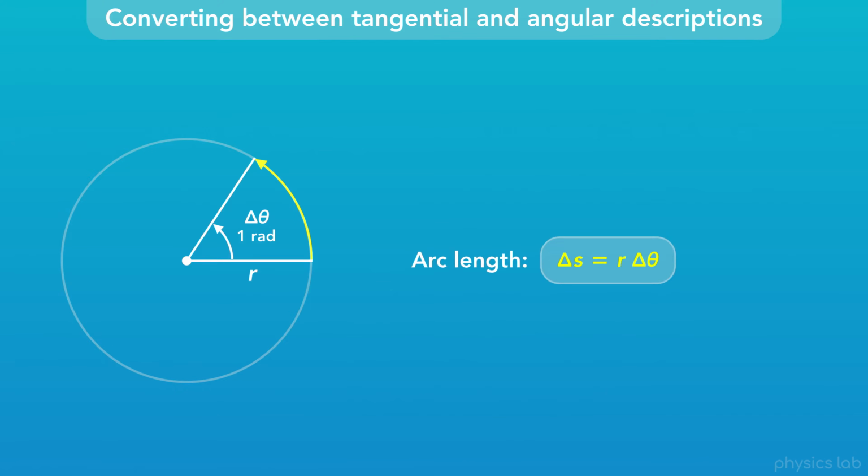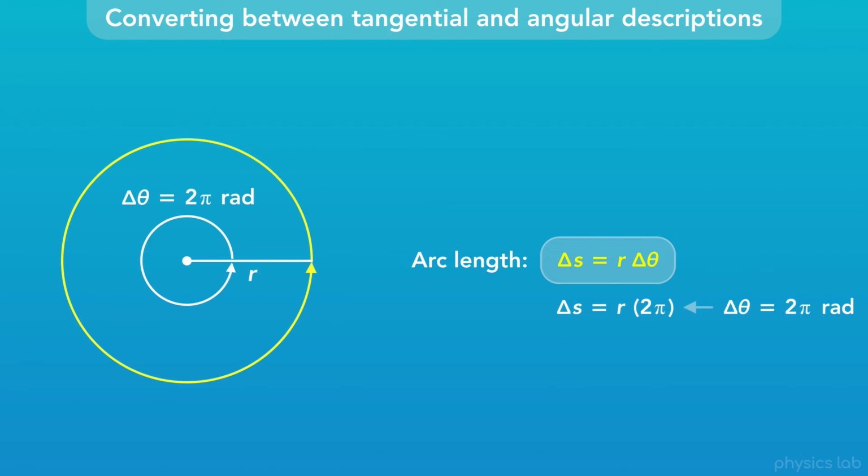What would happen if we plug in 1 radian for the angle theta? R times 1 is just r, so the arc length equals the radius. That's actually the definition of a radian. It's the angle swept out by an arc length that's equal to the radius. What if we plug in 2 pi radians for theta? Then we get an arc length of r times 2 pi, which is the equation for the circumference of a circle.